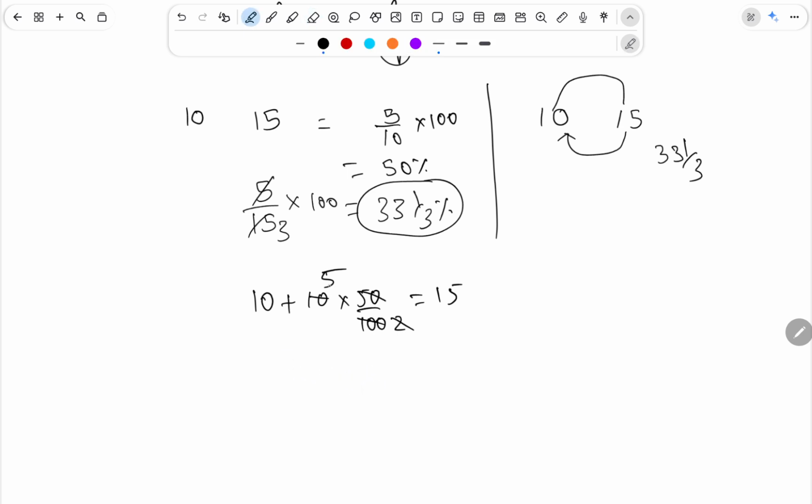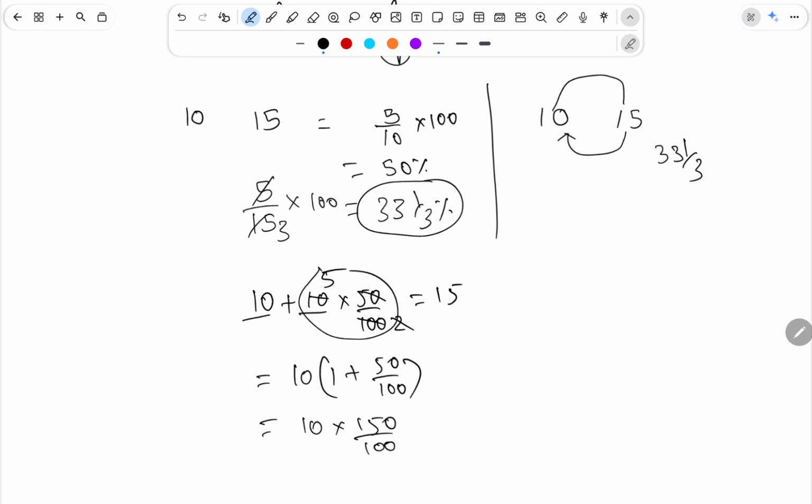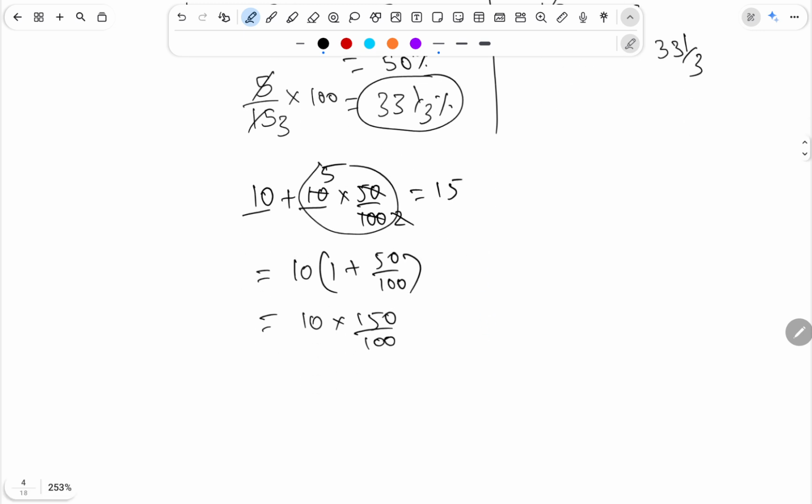Let us think that this calculation part is not done. In this, both have 10 common. If I take 10 common, then 1 plus 50 by 100. Now take LCM. It becomes 10 into 150 by 100. So a number increased by 50% means 150%. A number increased by 40% means 140 by 100.